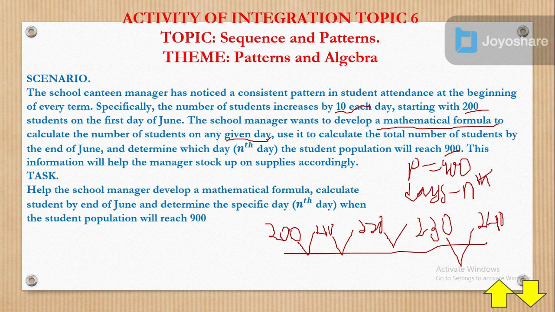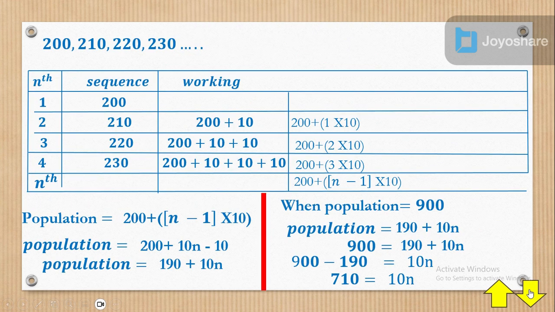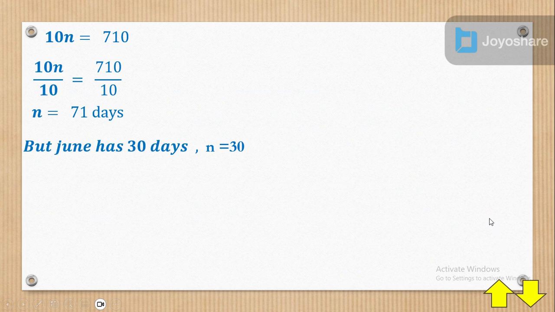Means that in June, how many students do we have? Because they're saying, help the school manager develop a mathematical formula and calculate the students by the end of June. So by the end of June, 30 days will have elapsed. So we see the number of days in June, then we see which population we shall have in that 1 month. And that is why we are going to use this. Hoping we are together. So I said June has 30 days, meaning that the 30 days is the value of n, which is 30.